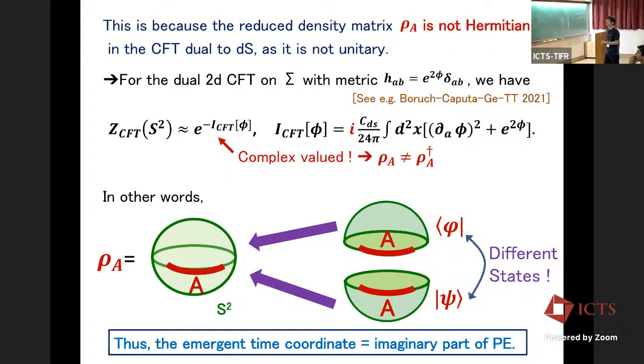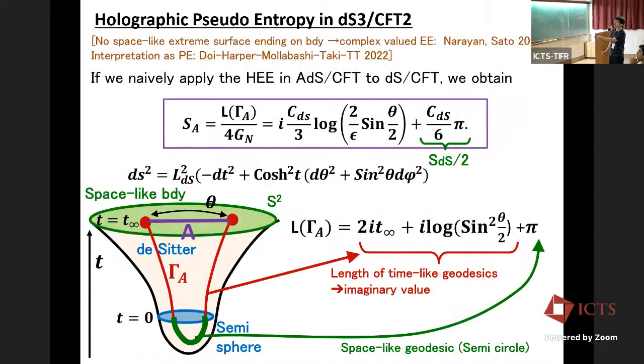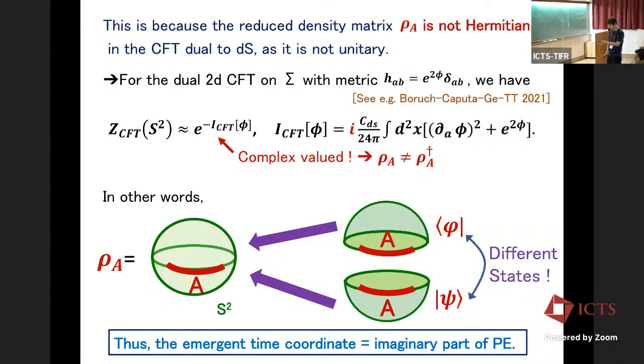So from that picture, can we understand the reason why we have an emergent time direction in dS/CFT? From this picture, the space-like direction we can understand as entanglement entropy, but in this picture, the time coordinate emerges from the imaginary part of this pseudo entropy. That seems to be the relevant thing.